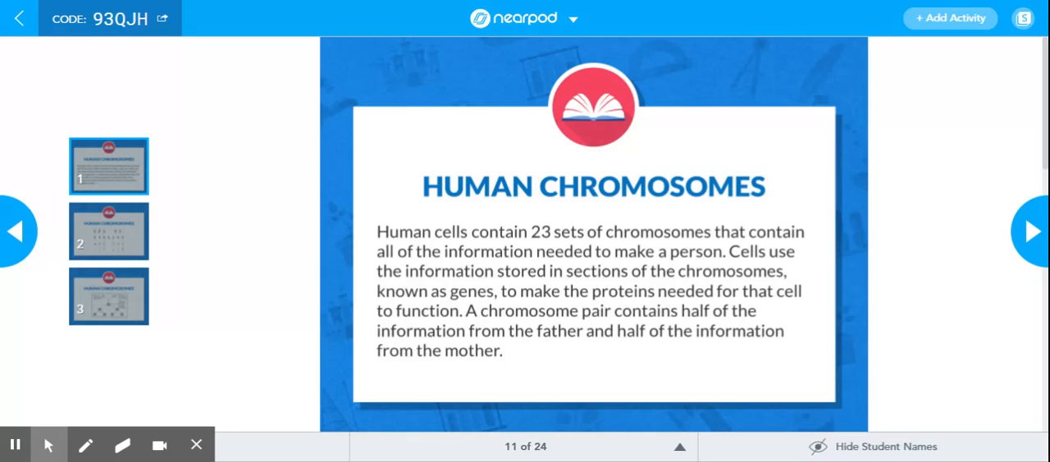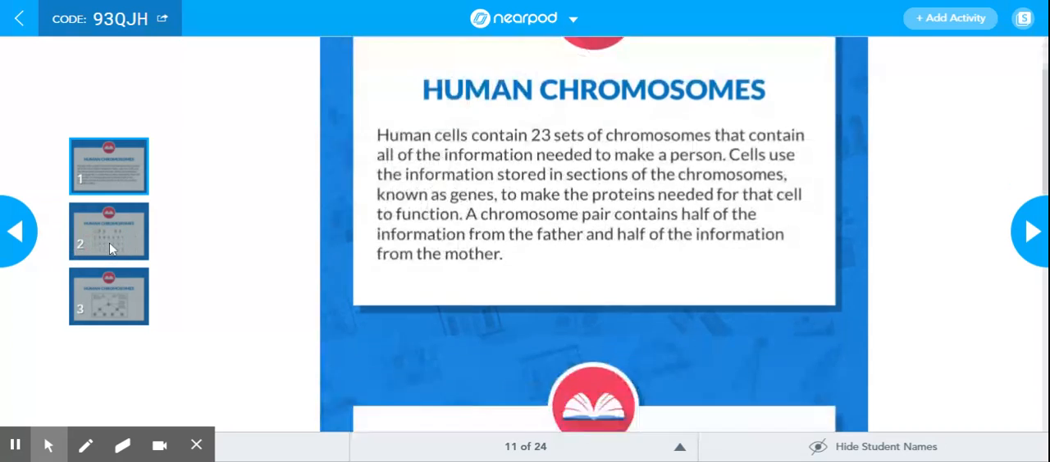Good. Perfect. So yeah, we see that human cells contain 23 sets of chromosomes. So 23 is a pairing. If we do 23 times 2, we have 46 in total. So 46 chromosomes in total with 23 pairs, 23 coming from your mother and 23 coming from your father. All right. And then we understand that half of our DNA comes from our dad and half of our DNA comes from our mother. And chromosomes are where we keep all our DNA.